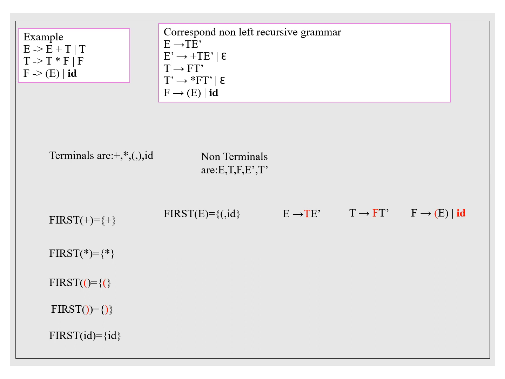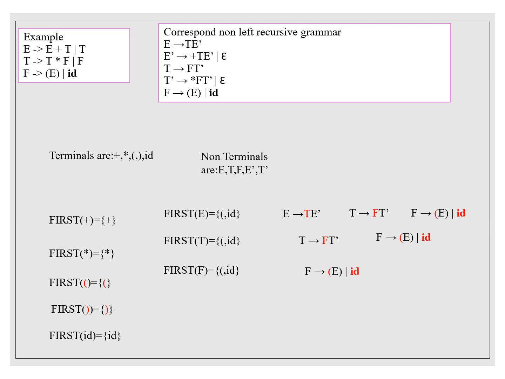It is very simple. It is open bracket comma id, right? The first symbol in the expression, that is open bracket comma id. Therefore, first of E is open bracket comma id. Next, similarly, what is first of T? First of T is first of F. What is first of F? F is equal to open bracket comma id. Therefore, first of T is open bracket comma id.